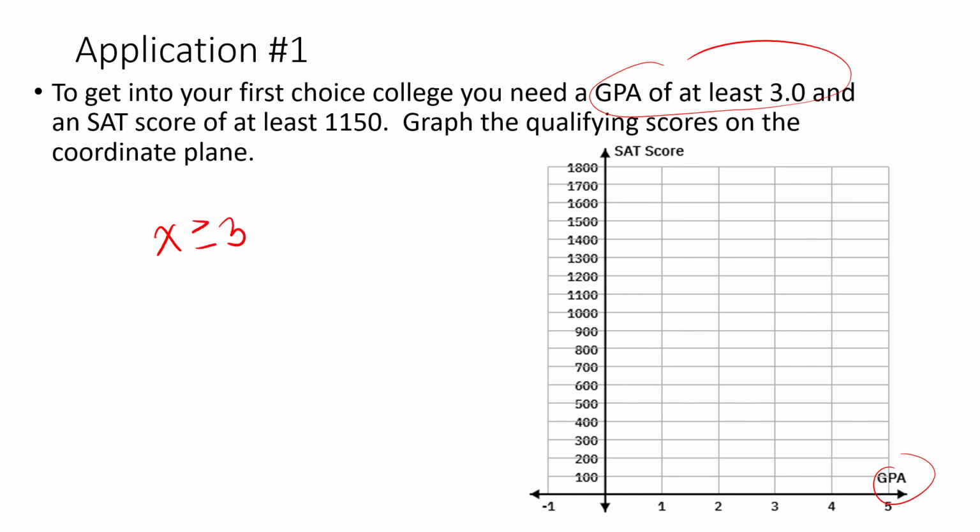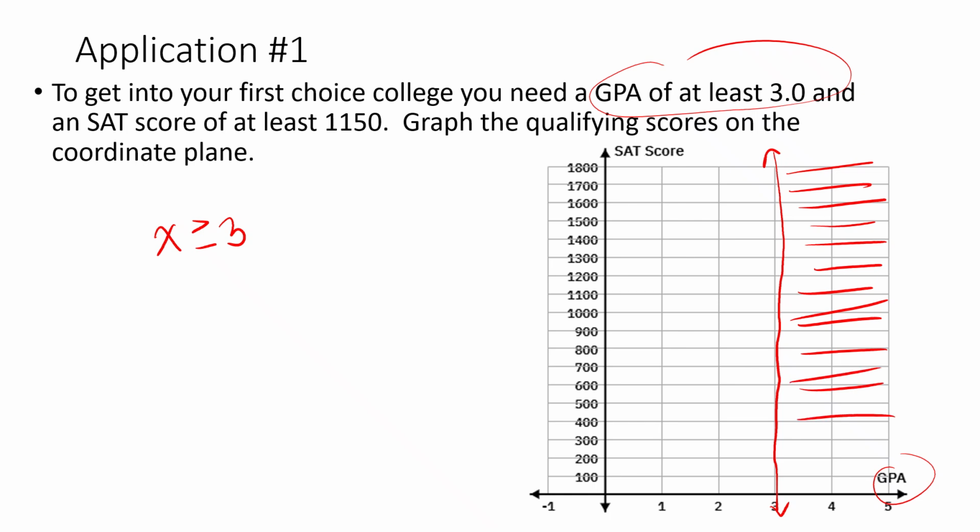And that's going to end up being a vertical line going right down there, and greater than or equal to 3 means these GPAs out here. These are your qualifying GPAs, so they're going in that direction. An SAT score, notice our SAT scores are on the y-axis, and this has to be at least 1150, so our y has to be greater than or equal to 1150.